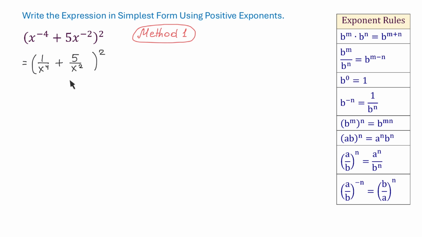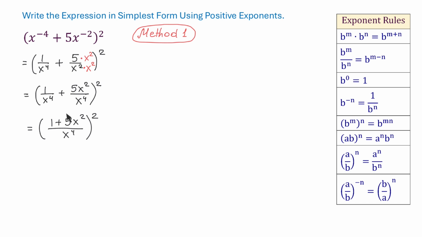So now we have two fractions, and to add them together, we need to find the least common denominator. And that is x to the fourth power, so now we will multiply the numerator and the denominator of the second fraction by x squared. Then we will have (1 over x to the fourth power plus 5x squared over x to the fourth power) all to the second power. And if we add these two fractions, then in the numerator we will have 1 plus 5x squared, and in the denominator x to the fourth power.